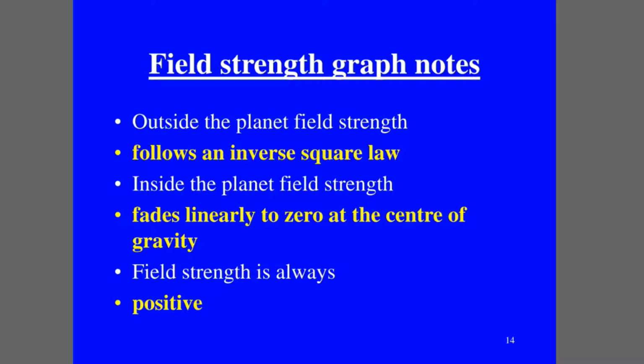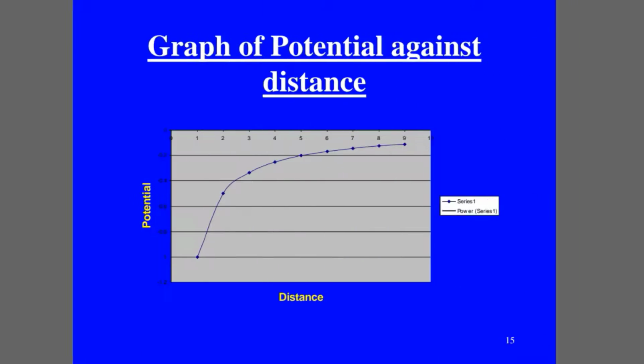Field strength graph notes. Outside the planet, field strength follows an inverse square law. Inside the planet, field strength fades linearly to zero at the center of gravity. Field strength is always positive. So outside the planet we have some field strength, and it follows an inverse square law, which is Newton's gravitational law where F equal to minus G m1 m2 by r square. Go to another slide.